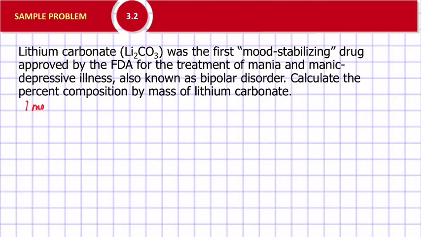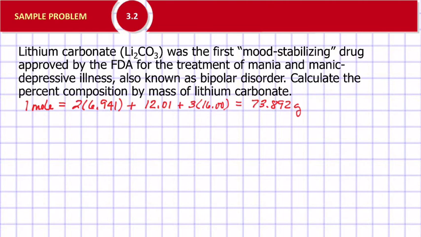Okay, so 1 mole of lithium carbonate. We've got 2 moles of lithium, 6.941, and we've got 1 mole of carbon in there, 12.01, and 3 moles of oxygen. And here you really should write it out this way, because that's going to save you some work when you have to do the elements and find their masses. So 2 times 6.941 plus 12.01 plus 3 times 16 is 73.892 grams.